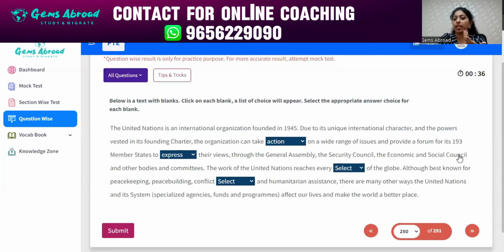Through the General Assembly, the Security Council, the Economic and Social Council and other bodies and committees, the work of the organization reaches every dash of the globe. Every corner. So it reaches every corner. It is best known for peacekeeping, peace-building, conflict dash, and humanitarian assistance. There are many other ways in which the United Nations and its system affect our lives and make the world a better place. Conflict what? Renovation, invention, prediction, or prevention? Already these are positive words: peacekeeping, peace-building, conflict prevention, and humanitarian assistance. Again, there are many words to make the world a better place, so conflict prevention.